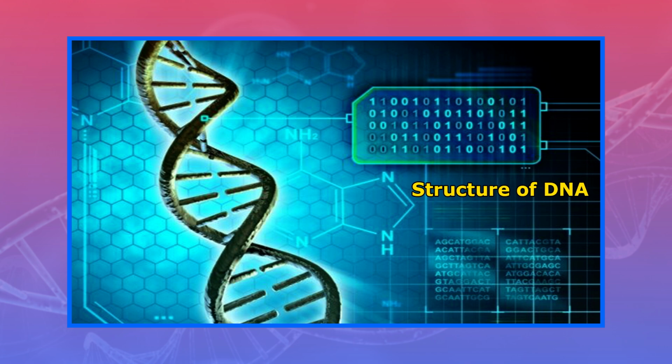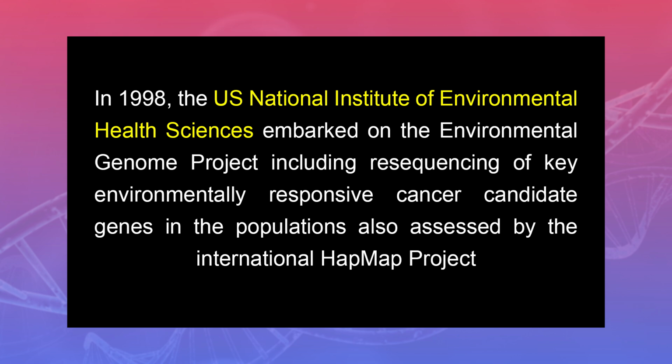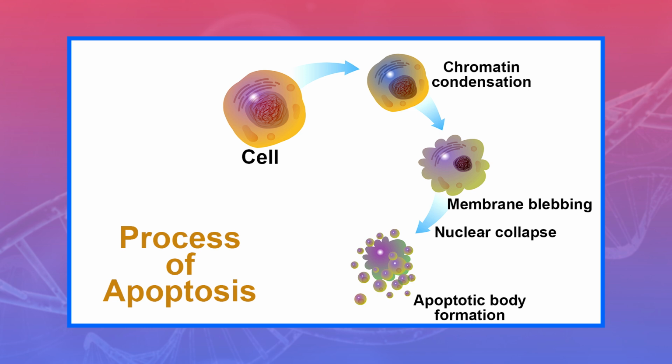An alternative way to characterize linkage disequilibrium in human populations involves resequencing genes of interest in a variety of DNA samples. Resequencing data has the advantage that a variety of polymorphism types may be detected, including insertions and deletions, and that rare alleles may be characterized. In 1998, the US National Institute of Environmental Health Sciences embarked on the Environmental Genome Project, including resequencing of key environmentally responsive cancer candidate genes in the populations also assessed by the International HapMap project. These dense polymorphism data complement the genome-wide HapMap approach and allow researchers access to finer scale linkage disequilibrium information in key genes involved in DNA repair, inflammation, apoptosis, cell cycle, and other pathways.